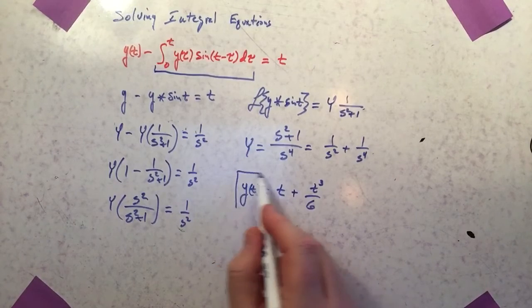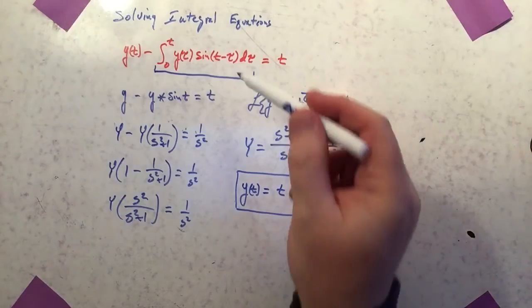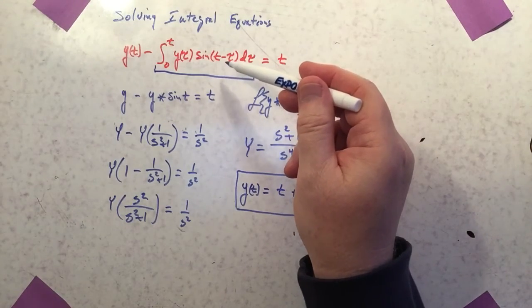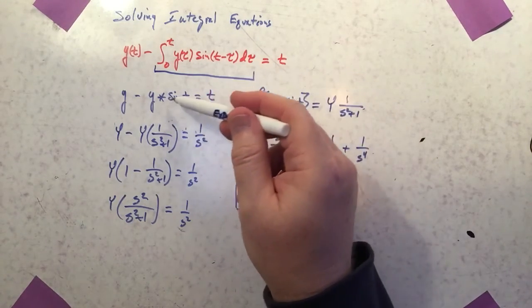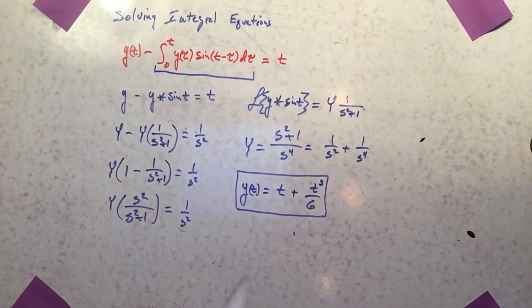So there it is. There's the solution to the integral equation, and we were only able to find it because we could recognize that this was a convolution of y and sine t. And so from that moment on, we could use Laplace transforms to solve the equation.